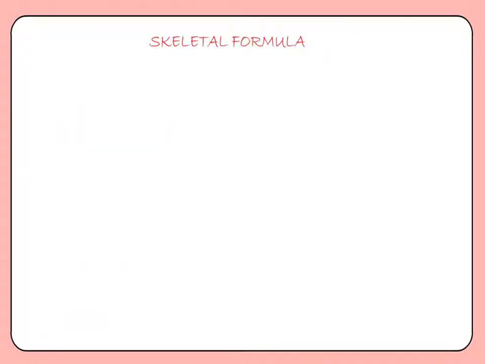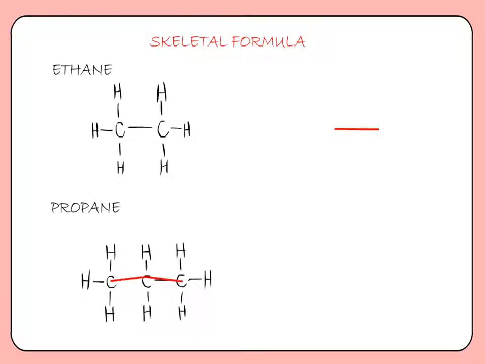Skeletal formula is where carbon chains are represented by a zigzag line, and the carbon-to-hydrogen bond is not shown. For example, ethane is represented as just a single line. Propane is like this, with the ends of the line representing carbon atoms, and the middle carbon represented as a point in the kink of the line.